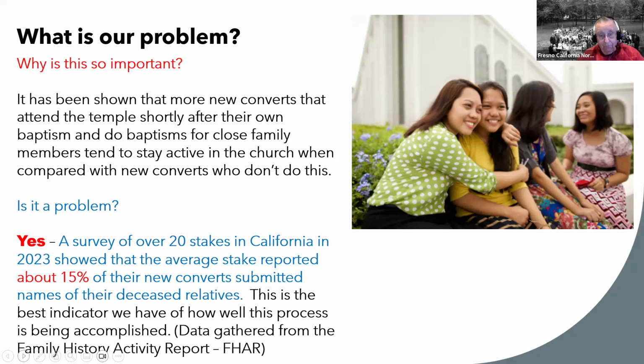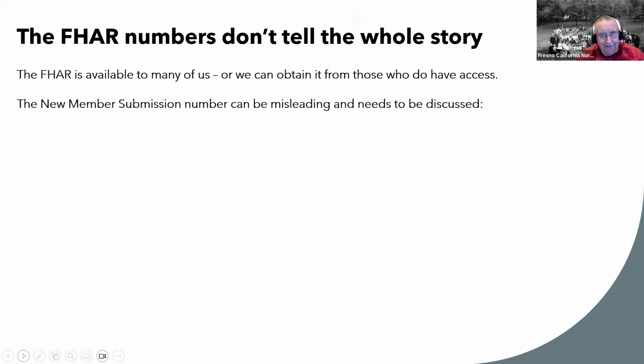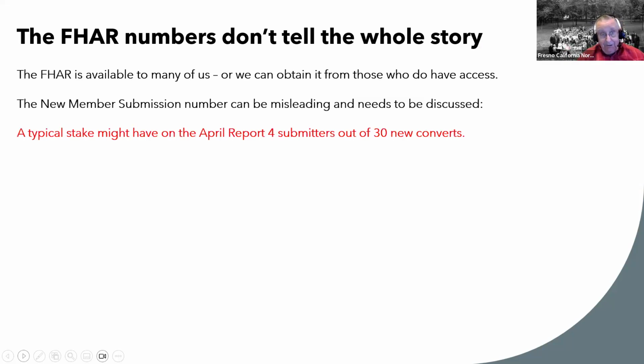So this tool, FAR, the Family History Activity Reports, is really about the only thing we can draw from. And it does have some problems using it as a way to measure how successful we are in getting our new members to the temple. Because basically what it'll have on it is they'll talk about these new members and submissions.